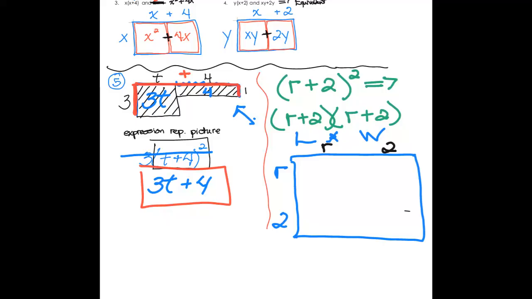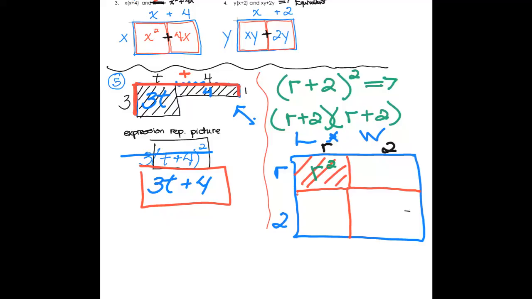How many smaller areas am I going to have inside this large rectangle? 4. Because I'm going to have one that's right here. I'm going to have one that's here. I'm going to have one that's here. And one that is here. Okay? What is the area of this rectangle? R squared. It is r times r, right? So that is r squared.